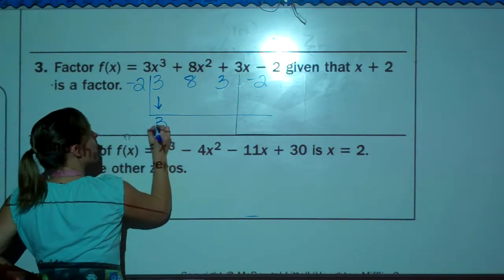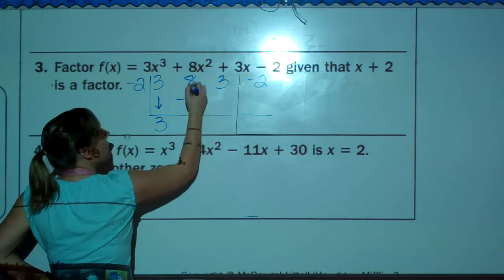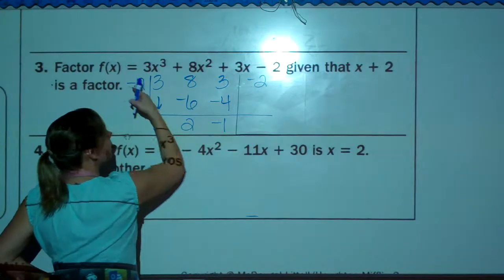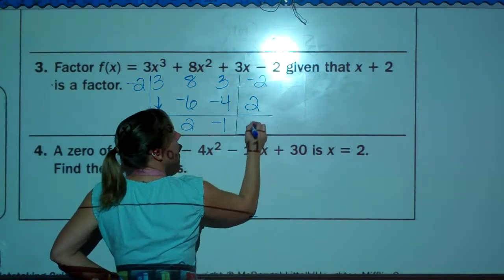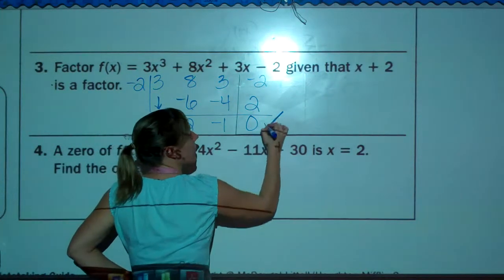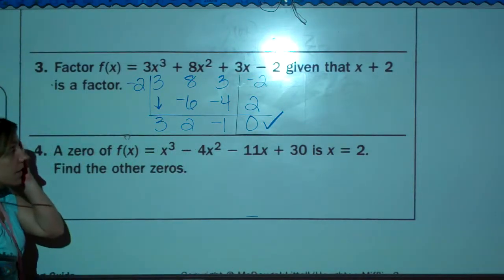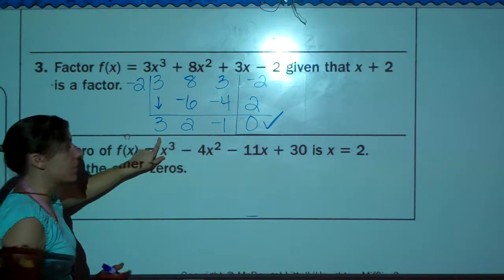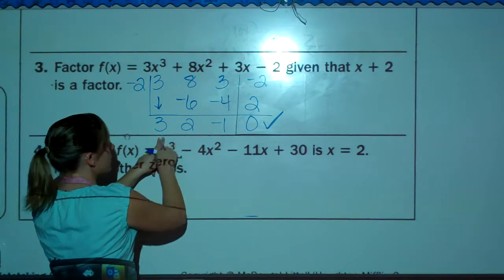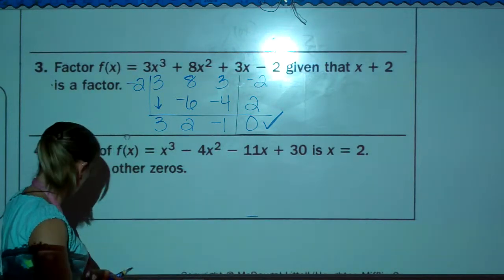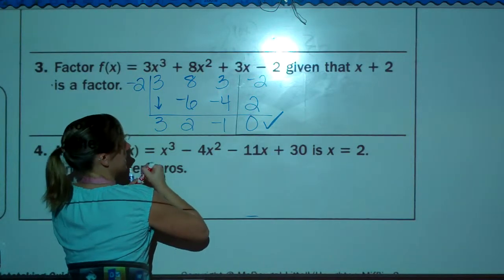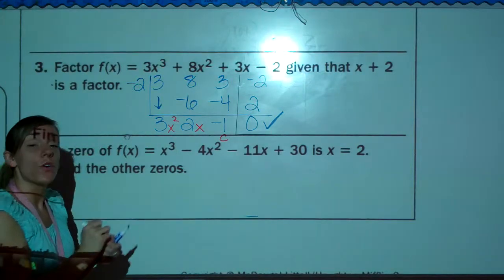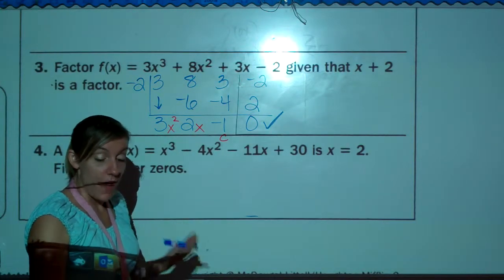So this is a 3. Multiply and add. Multiply and add. Multiply and add. So we know that we're right because the remainder is 0. So that means this is our trinomial, the constant, the x, and the x squared. So what we have to do is we have to factor that.